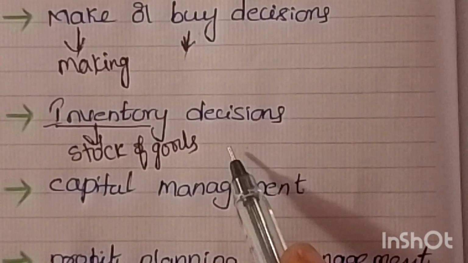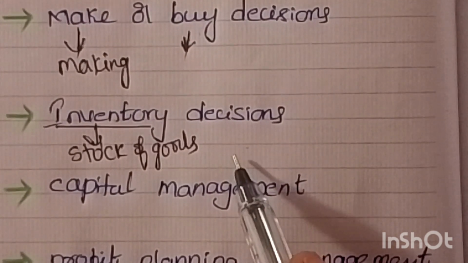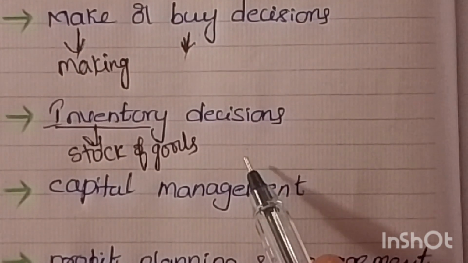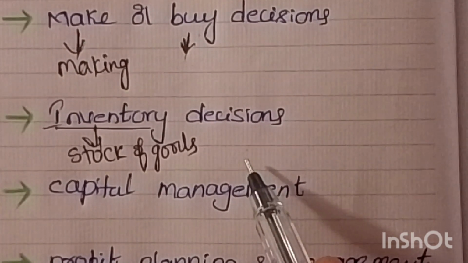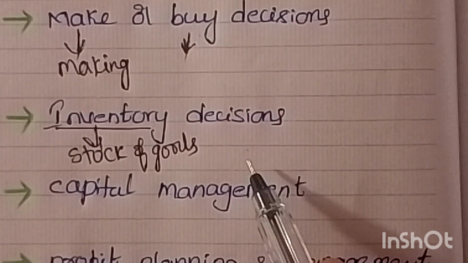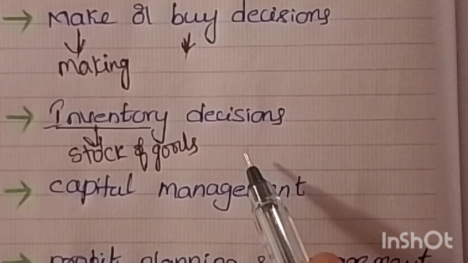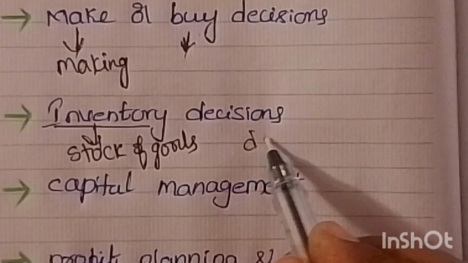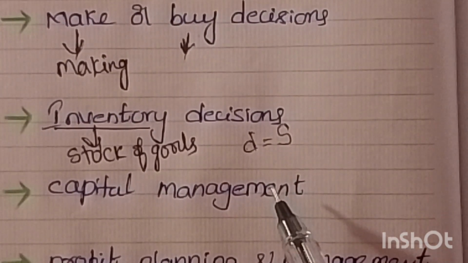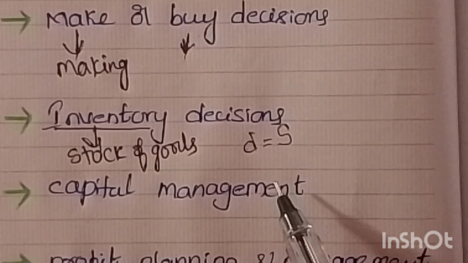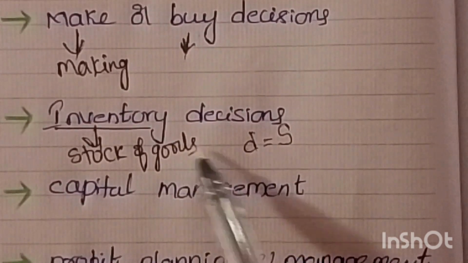It means that maintaining a correct estimation of inventory is very essential for every organization. Only when we reach demand equals supply will the customer be satisfied with our products. So these are the inventory decisions.